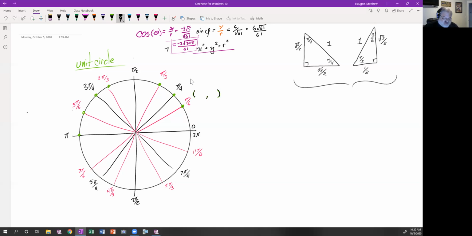And if that's true for all of these, if we knew the x and y coordinates at the 5 pi over 3, we'd know the sine and cosine values. But we need a way to find those coordinates. Well, we have a way to find those coordinates. These triangles.